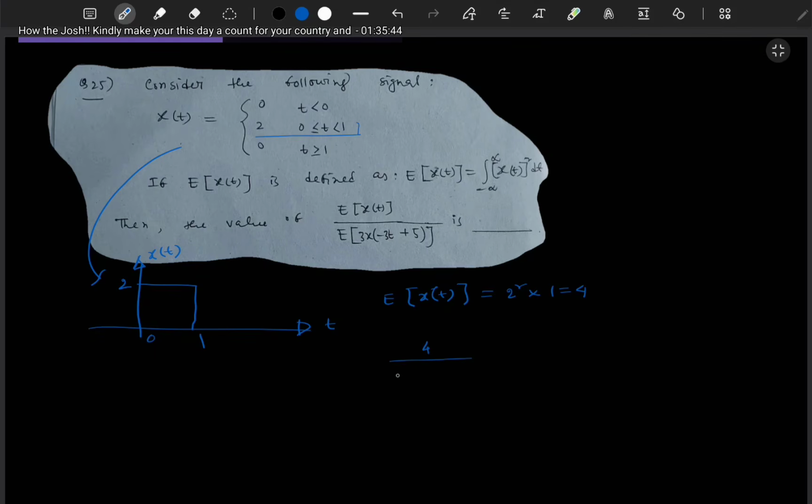4 by 3. 3 into 3. 4 by 3. Why is it written like this? Okay, got it.